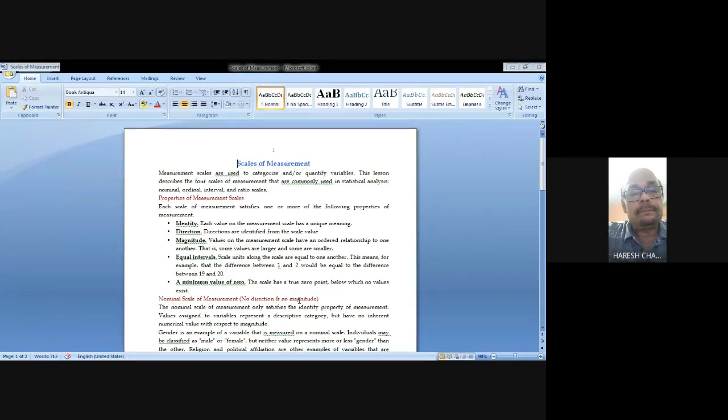What is the concept of absolute zero? Absolute zero means when the concept does not exist, the value does not exist. Zero means it is not there. Example, zero height. If I say that person is having a zero height, does it mean anything? That height zero, on a table or length, zero means it does not exist. It is zero. But it is absolute zero.